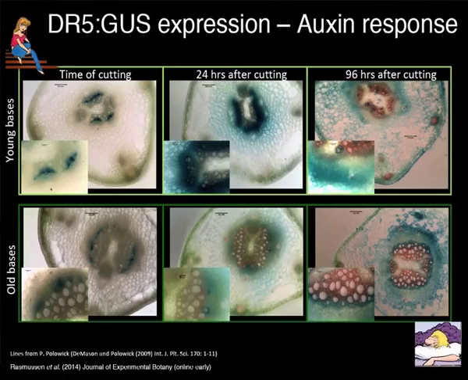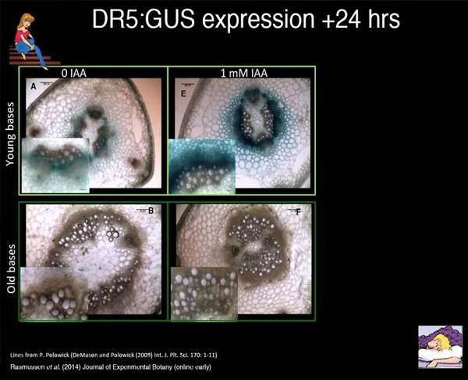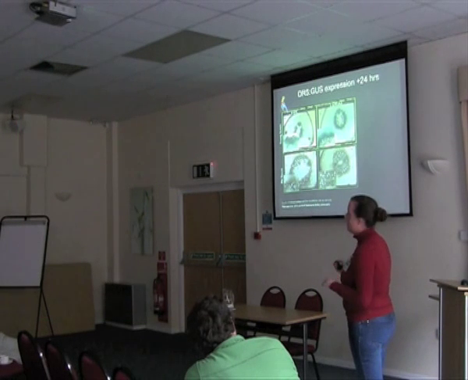So, okay, that fits with our results for our endogenous levels of auxin, but what happens if we add auxin? So if we add auxin to the base of the cuttings, again, this is the young bases, this is the old bases. This is with a lower dose of auxin. And this again is at time 0. So this is at 24 hours, my mistake. This is 24 hours later after the base of the cutting has been taken.